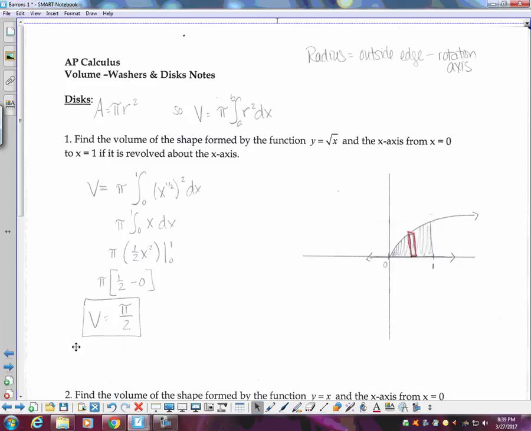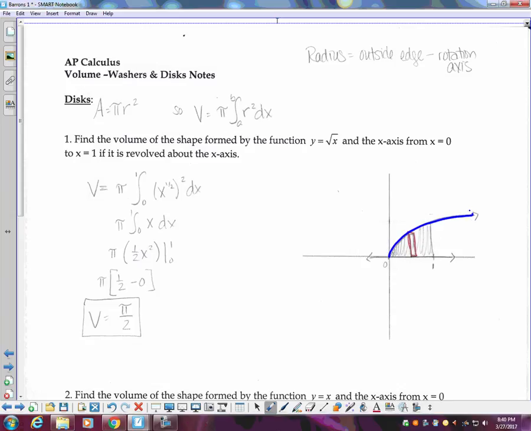This is the video that reviews volume. Instead of diving into some problems, I wanted to start with just a nice overview of the three different types of volumes, and then also talk a little bit about cross sections. So the first ones we covered were washers and discs. Discs were the super easy.